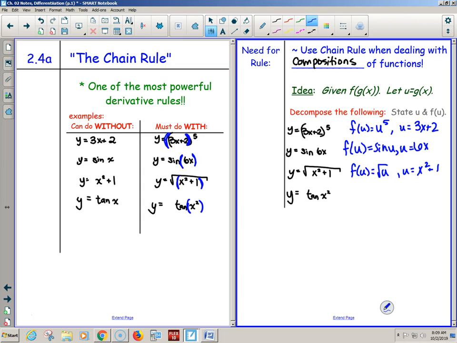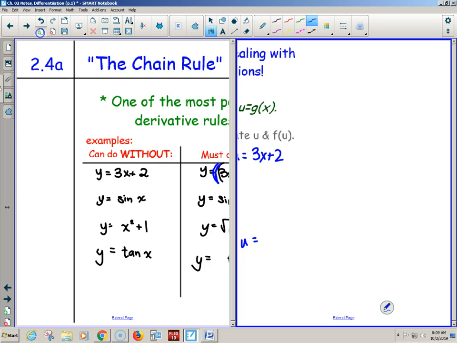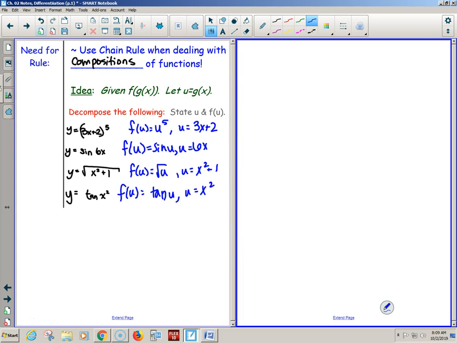How about the last one? Now that we've rewritten it, it's a little bit easier. Let's think about the inside. Who's my inside? X squared. And then my outside could be, okay, so let me see if you actually have the idea. You ready? So we're about to give you something like, how about decompose? One more example.